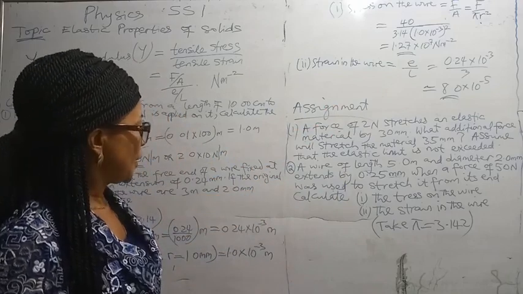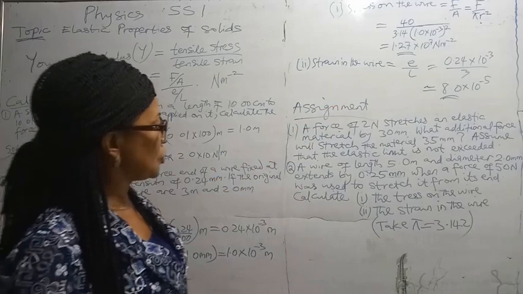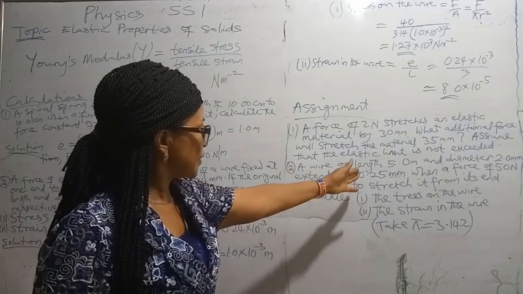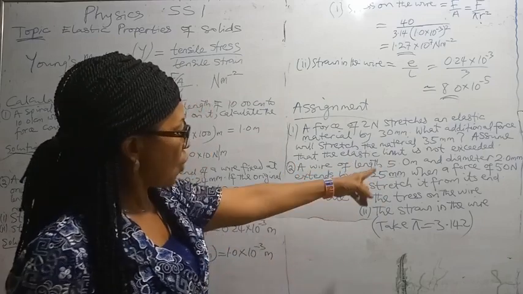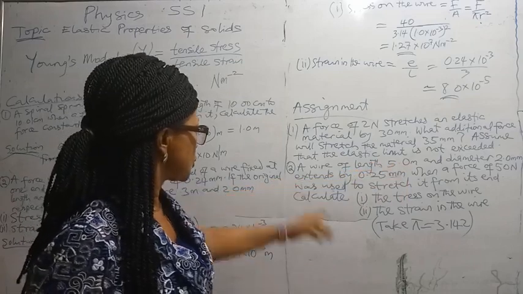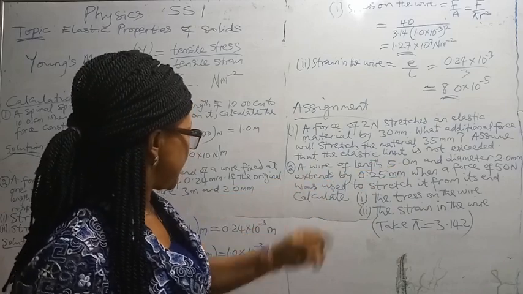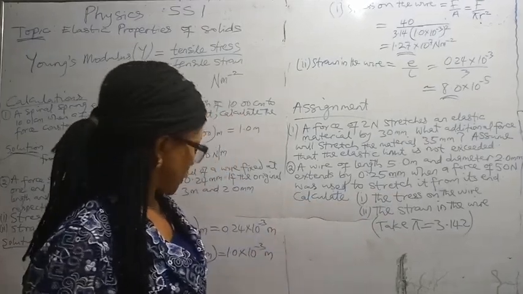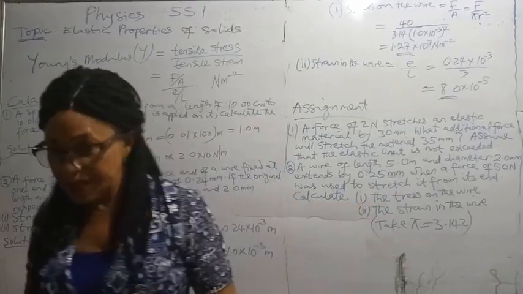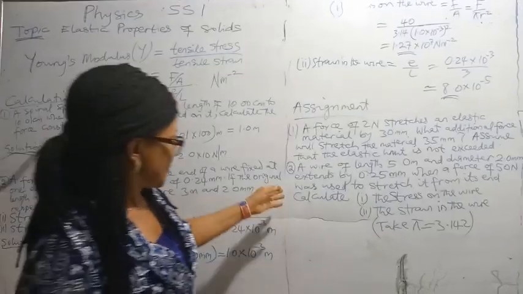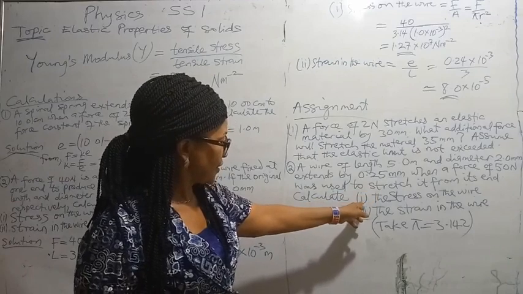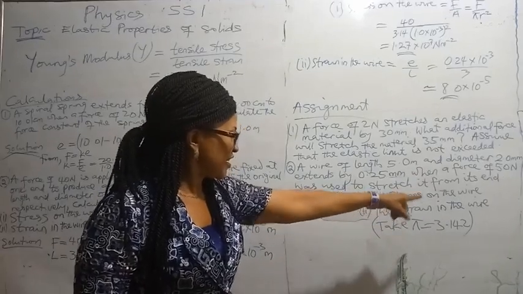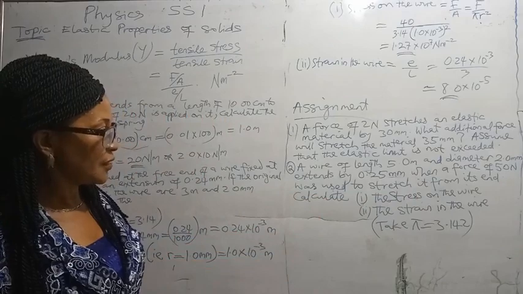Number 2, a wire of length 5.0 meters and diameter 2.0 millimeter extends by 0.25 mm when a force of 50 newtons was used to stretch it from its end. Calculate, Roman figure 1, the stress on the wire. Roman figure 2, the strain in the wire. Take pi to be 3.142.